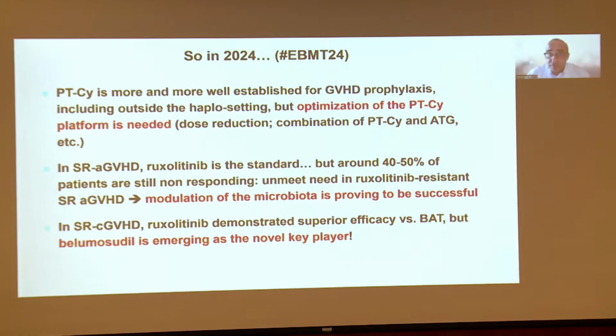In steroid refractory chronic GVHD, again, the field is moving very nicely. We have ruxolitinib, we have belumosudil, and maybe another agent very soon. So you can see the field is really moving nicely, and this is really good news for the field, but also for all the patients, because we should not forget that allotransplant remains a potentially curative option for many patients who don't have other options, especially those patients with malignancies.